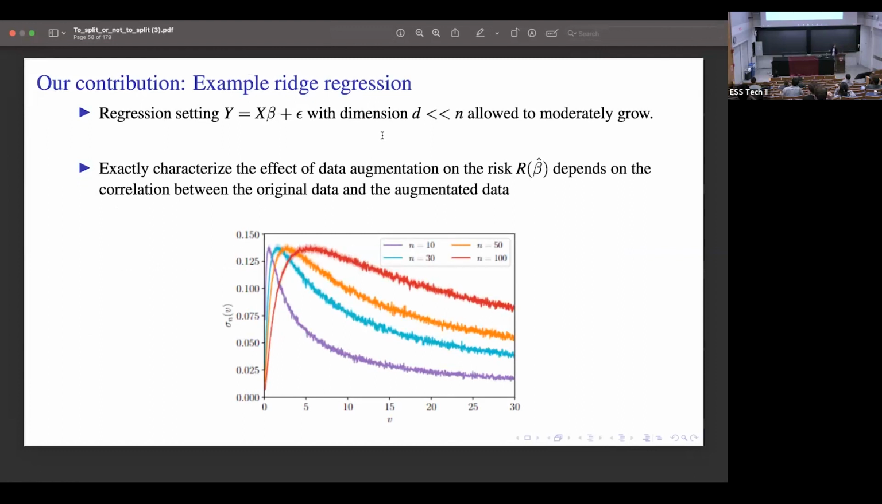In this under-parameterized regime, we can exactly characterize the effect of data augmentation on the risk and on the variance of our estimators. And then we observe a certain number of surprising behaviors. So the first one is that the effect of data augmentation on the variance of your risk will depend on the correlation between your original data and your augmented data. Yes?